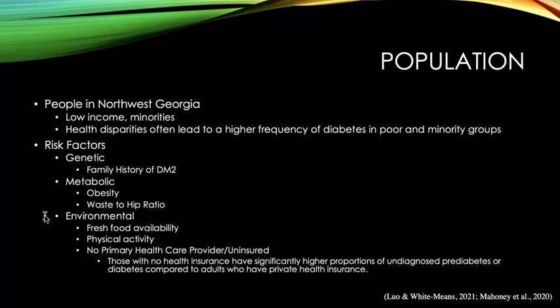Findings highlighted that a large proportion of individuals without health insurance have undiagnosed prediabetes or type 2 diabetes, and are therefore probably not managing their blood glucose levels properly. Some of the risk factors involved may be genetic, metabolic, or environmental.